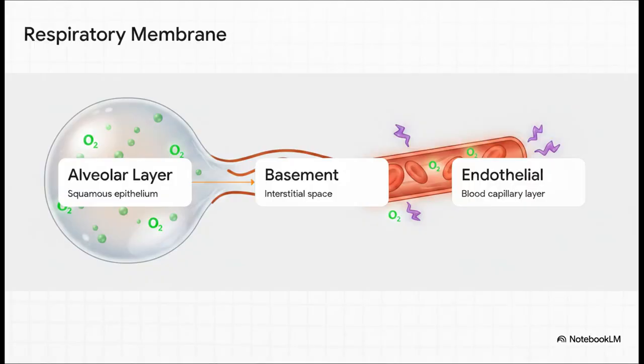Now, for our oxygen molecule to finally make it into your blood, it has to cross what's called the respiratory membrane. It's technically a three-layered hurdle: the alveolar squamous epithelium, the basement substance, and the endothelial squamous epithelium. Sounds thick, right? But it's not. It's incredibly thin, only about 0.2 to 0.5 micrometers. Because this cellular barrier is so unimaginably thin and moist, oxygen diffuses in and carbon dioxide diffuses out almost instantly.